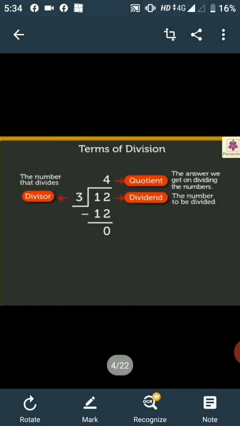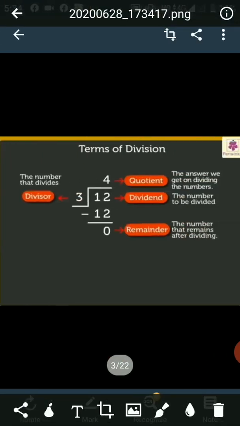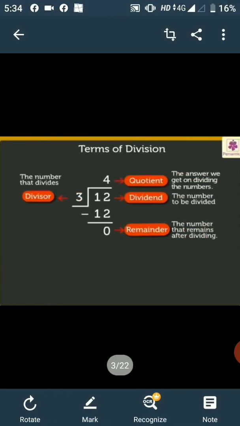Clear? Now what do we call this number? 0. What is left here is called the remainder. Clear? Here I know 0 is left, but sometimes 2 is left, 3 is left, and we call those numbers the remainder. So the number that remains after dividing, we call it the remainder. Clear?